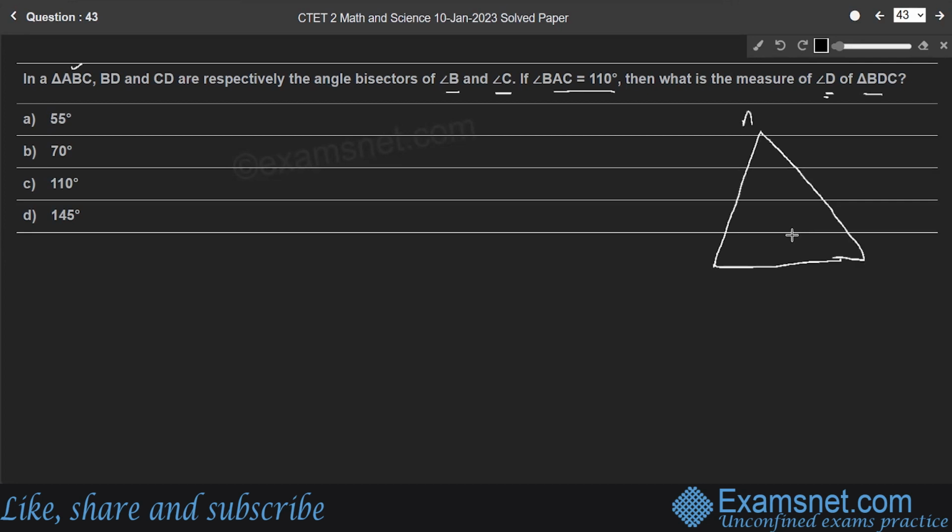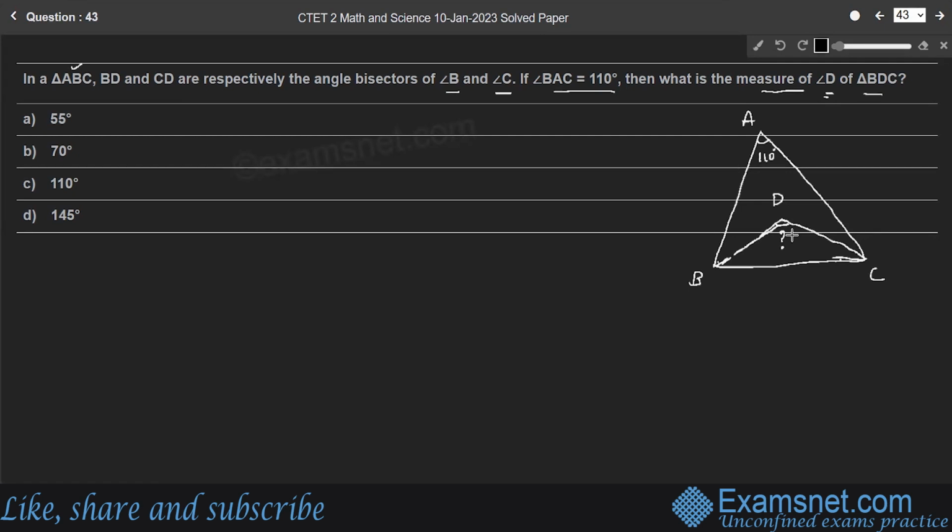Triangle ABC. So angle A, that is BAC, is 110 degrees. And BD and CD are angular bisectors of angle B and C. So let us do a construction here. BD and CD have a common point D. These are angular bisectors of angle B and angle C respectively. So here we need to find the measure of angle D in triangle BDC. What is the measure of D?